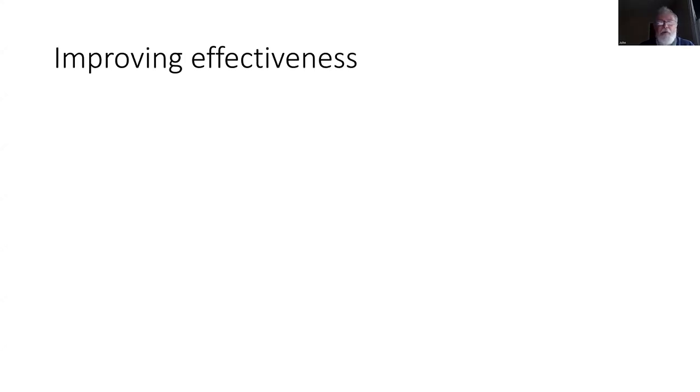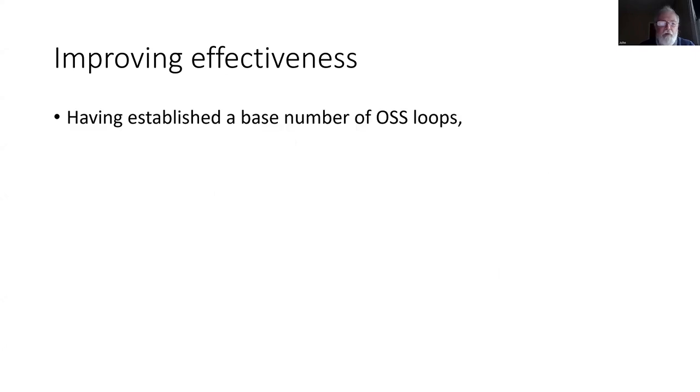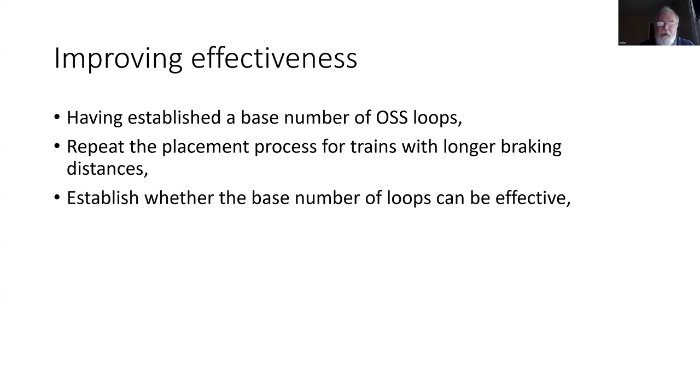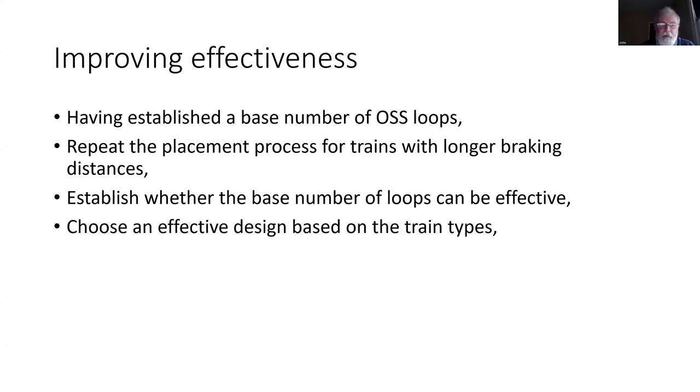And how do we move on to improve effectiveness? Well, we've established a base number of loops that we need to provide, so that effectively controls our expenditure. We can repeat the placement process for trains with longer braking distances or lower percentage G, using that same number of loops. And we can establish whether that base number of loops can be effective for each of the different types of train. That enables us to choose an effective design based on the different train types so that we can give the most protection to trains which can't achieve 12% G.